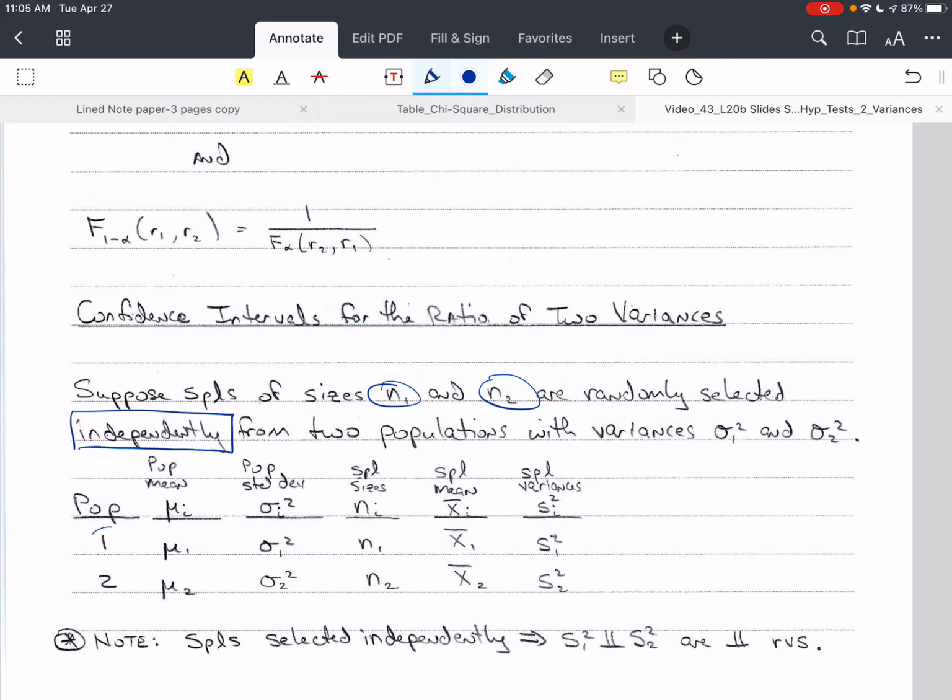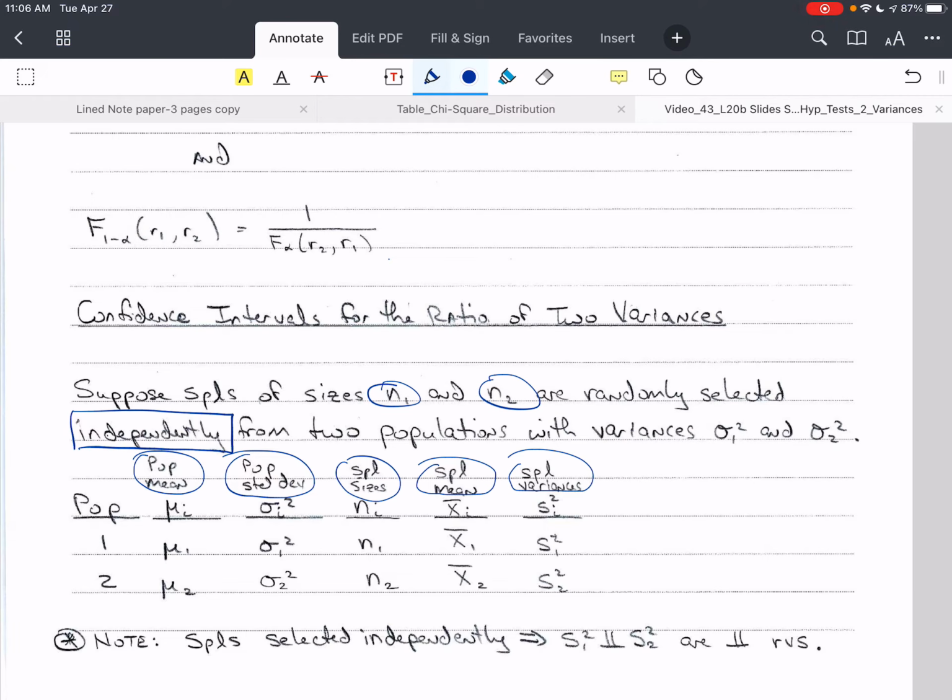So we have population 1 and 2, and we have the population means, which are mu 1, mu 2. The population standard deviations are sigma i squared. The sample sizes, n i, or n 1, n 2, and the sample means, x bar sub i, and the sample variances, s sub i squared.